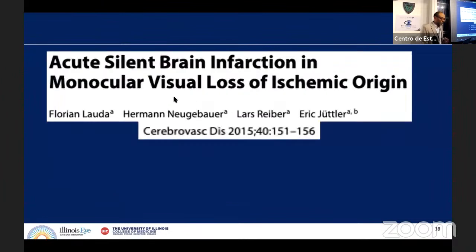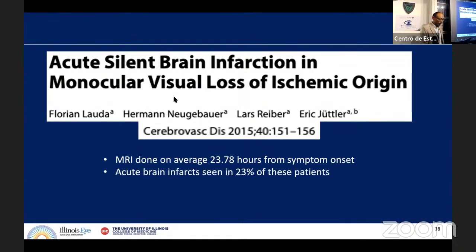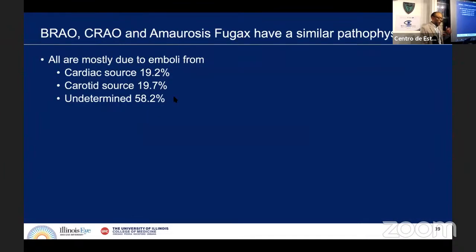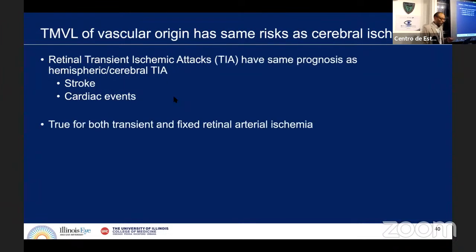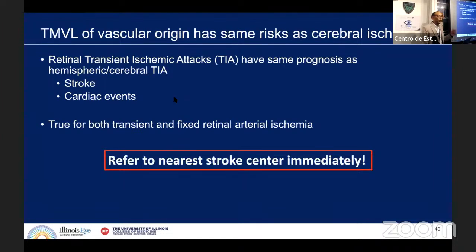Eye, brain. And the third one I want to show you, here the MRI was done real fast, within 1 day of the vision loss. And again, a quarter of these had acute brain infarcts on neuroimaging. And many of these had other neurologic symptoms. So BRAO, CRAO, amaurosis fugax, they all have a similar pathophysiology, and they're mostly due to emboli. From the carotid and from the cardiac are the most common locations. So what do you do? This is a stroke.